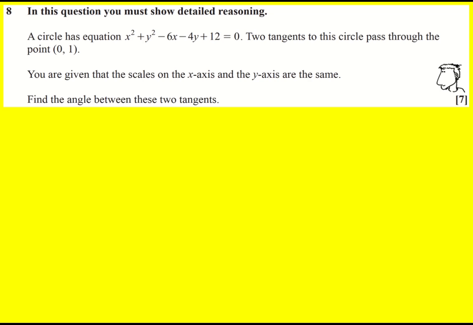Going to go through this question in two very different ways. But first of all, let's get a sketch down. We've got a circle, two tangents to the circle pass through the point (0, 1).